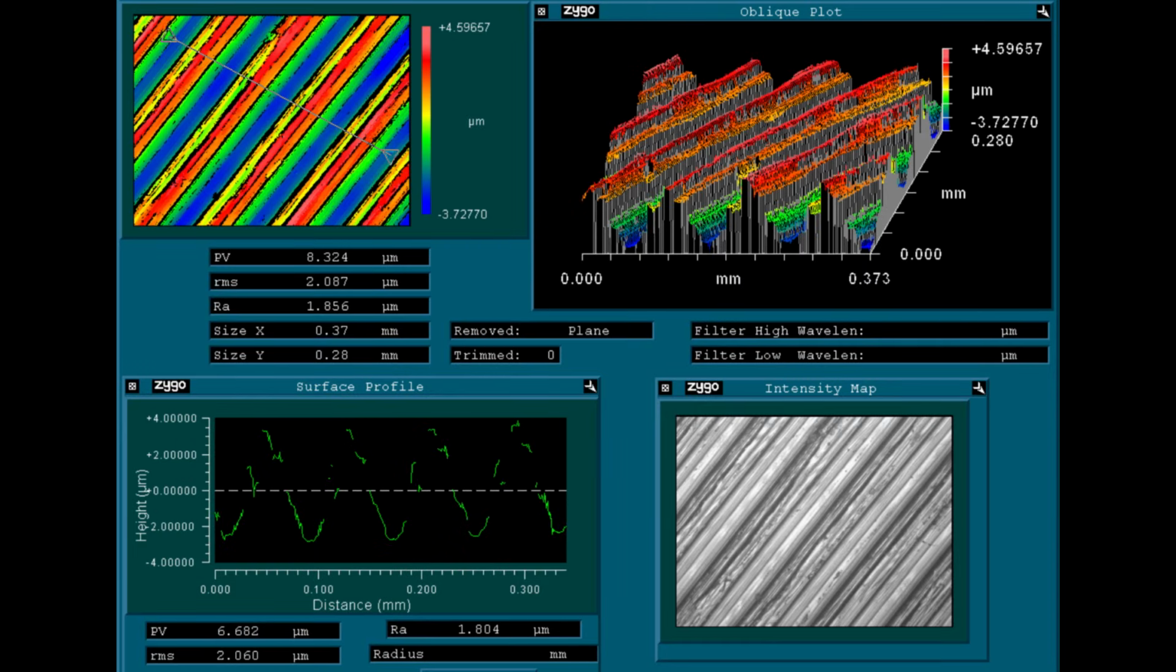Now the software can give us all kinds of values for the surface roughness, like peak to valley, RMS and arithmetic average, which is a pretty cool feature because these are generally specified as surface tolerances for the manufacture of parts.